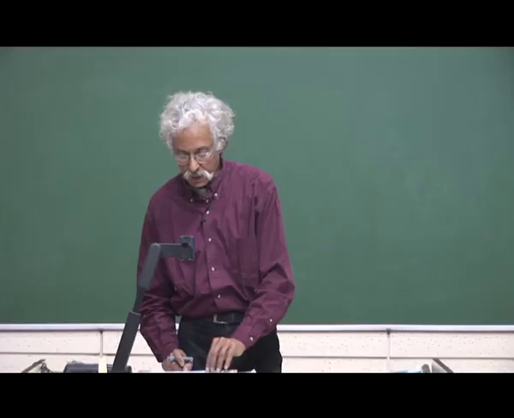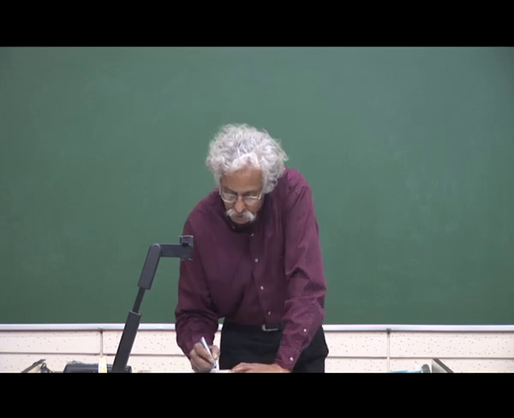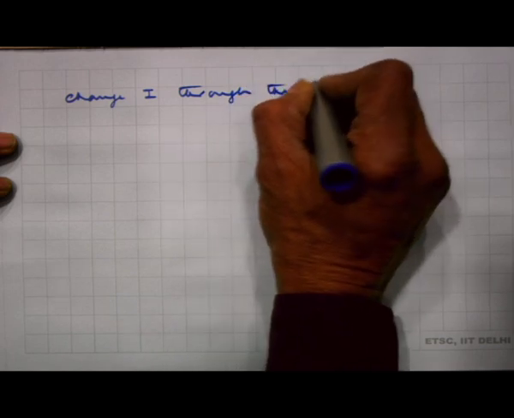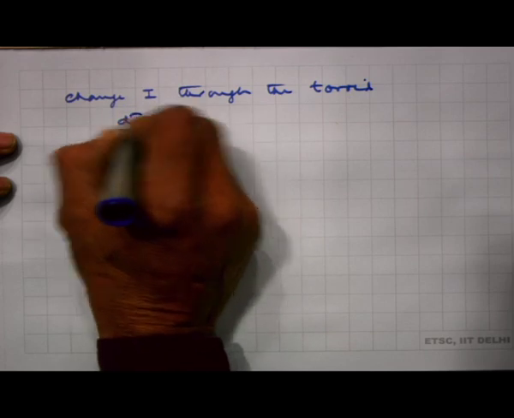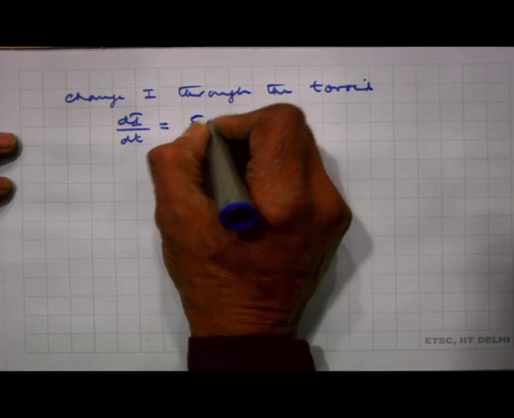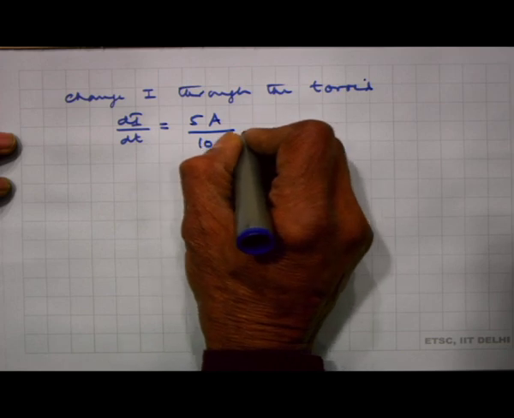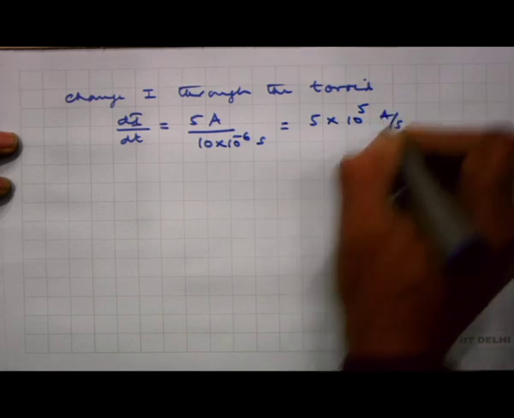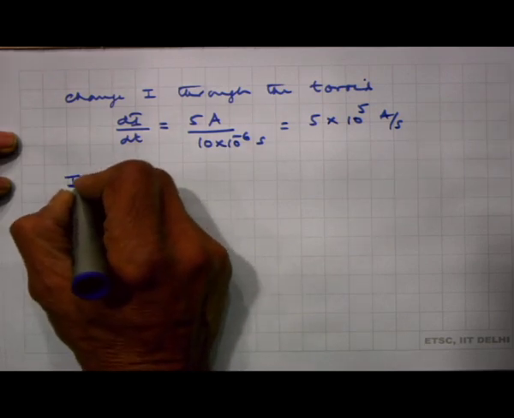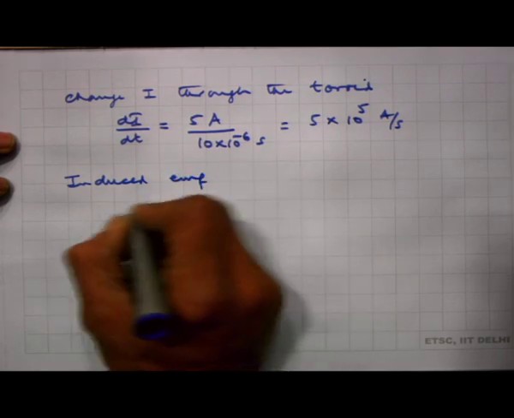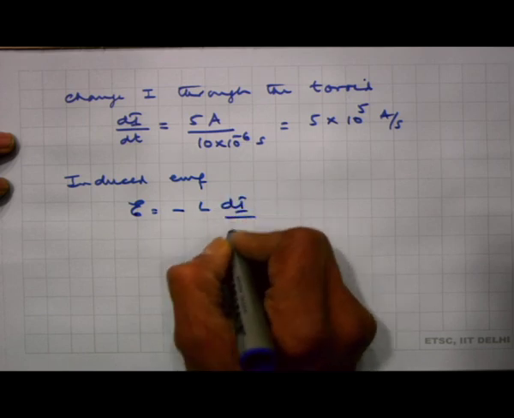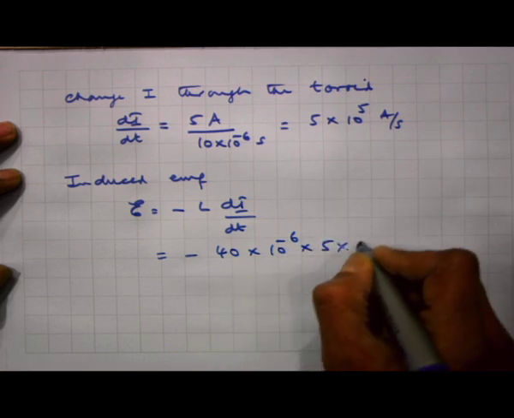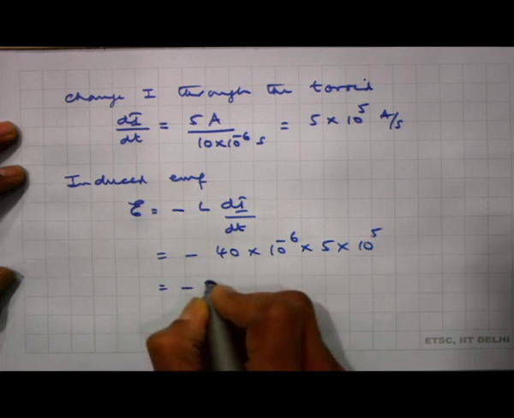Now, if I take this toroid and change the current I through the toroid, and if di by dt, the rate of change of current, is equal to 5 amperes in 10 microseconds, which is 5 into 10 to the power 5 amperes per second, that is the rate at which I am changing the current, the induced EMF is minus L di by dt, which is equal to minus 40 microhenry into 5 into 10 to the power 5, which is equal to minus 20 volts.